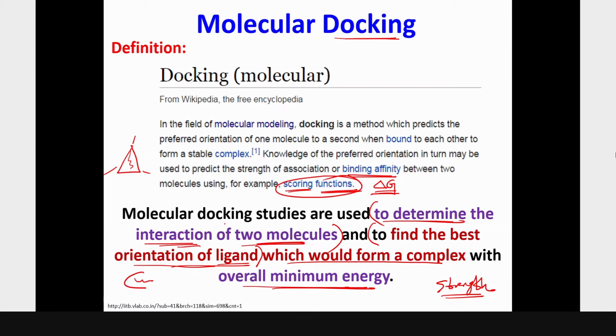Whatever will be the best fit, that you can consider the overall complex of the receptor and the ligand. The receptor-ligand complex will have the minimum energy. When the two things are binding with the highest affinity, they are going to have the minimum amount of energy. So this is what we want, and this is the purpose of your molecular docking.